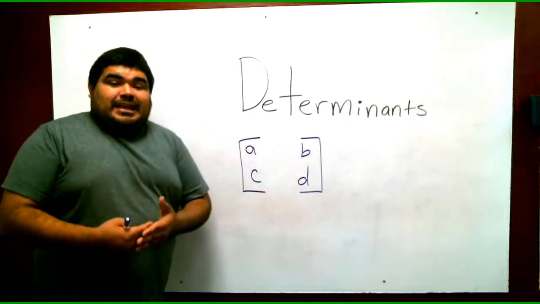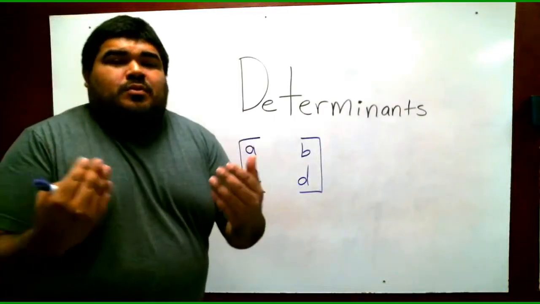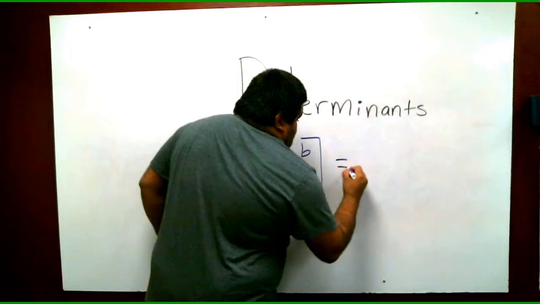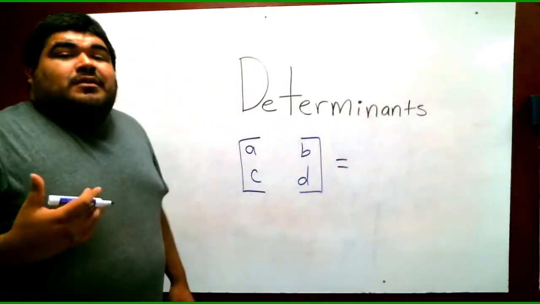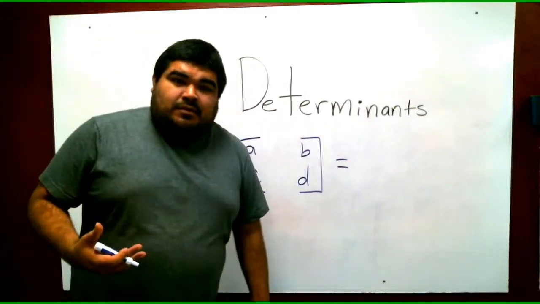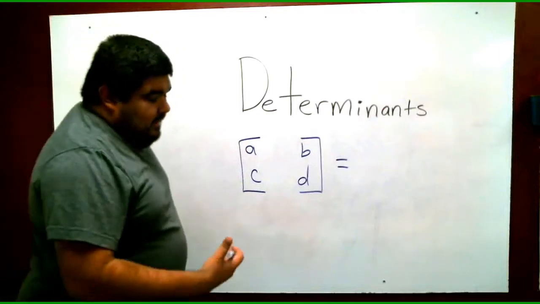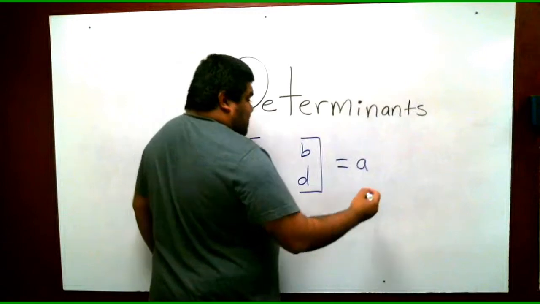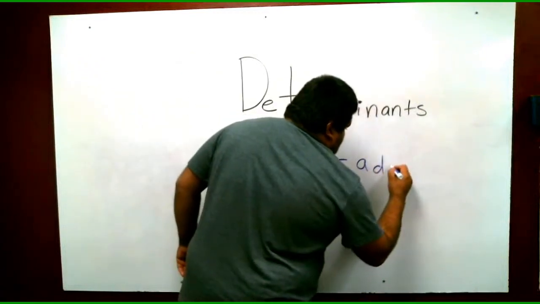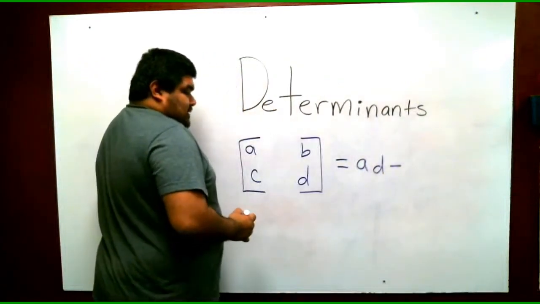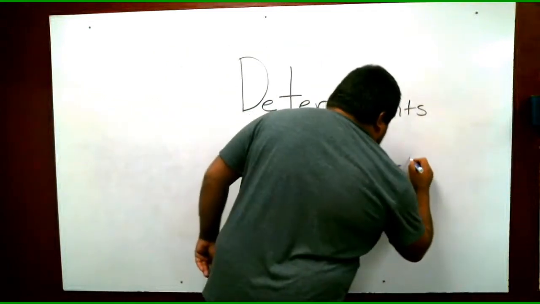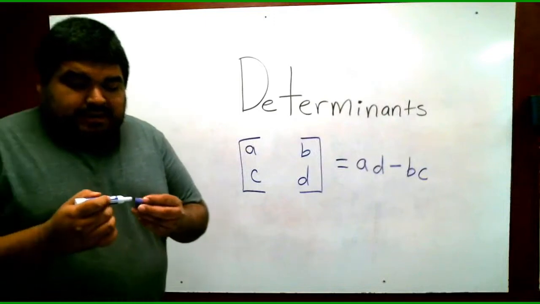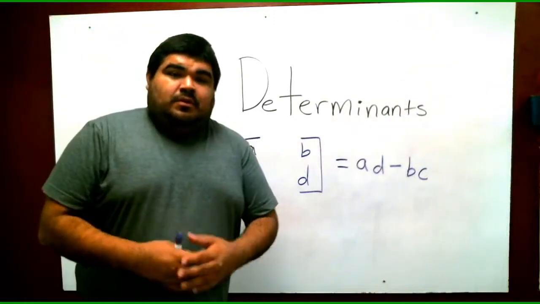The rule states, okay, simple rule. The rule states that in order to solve for this matrix, you have to do A times D minus B times C. Okay? That is the rule.